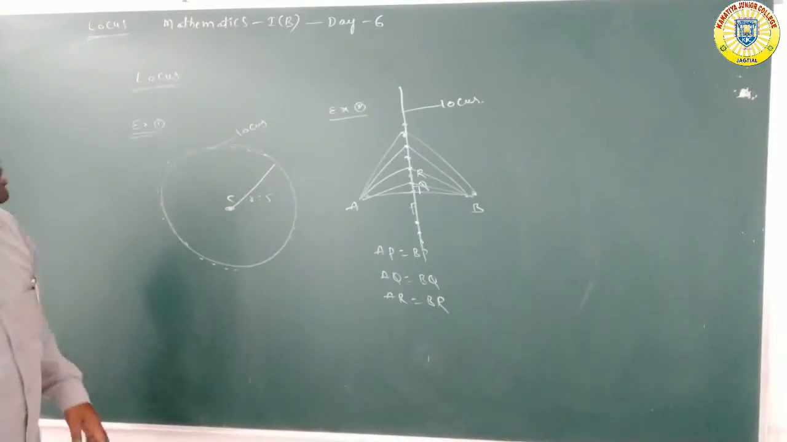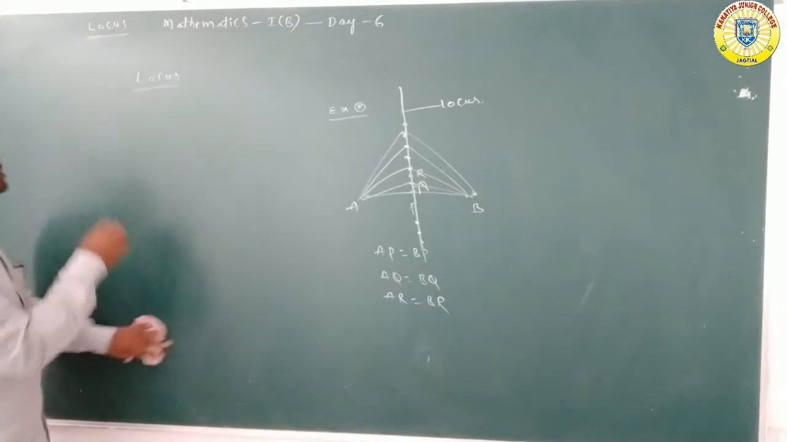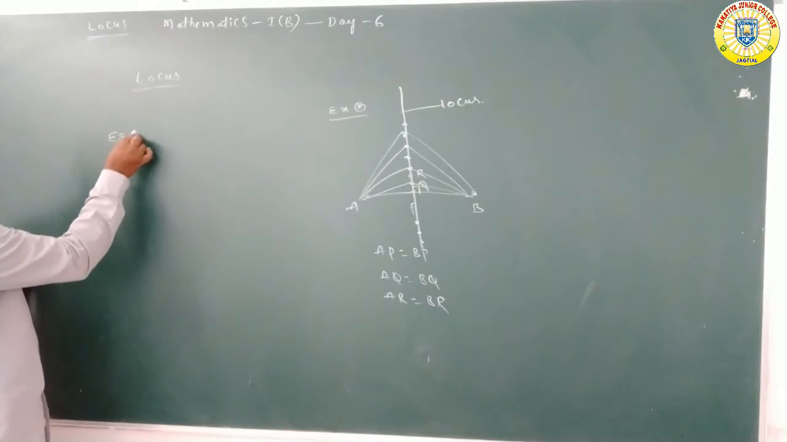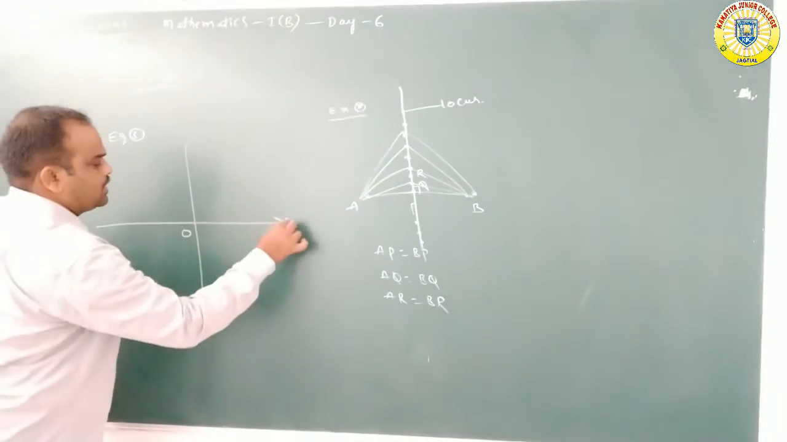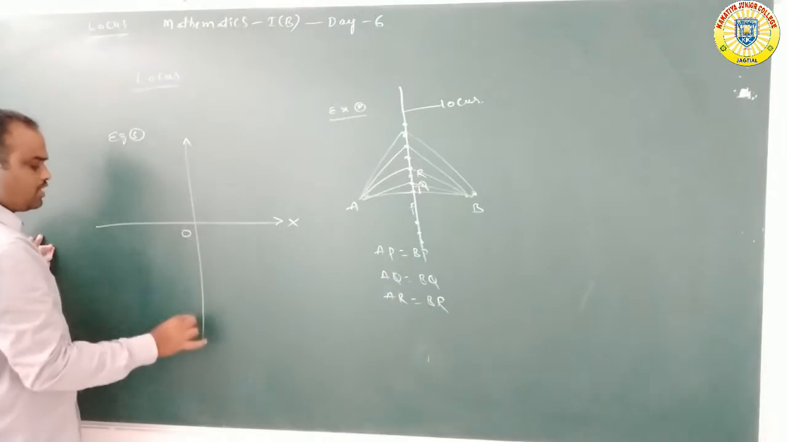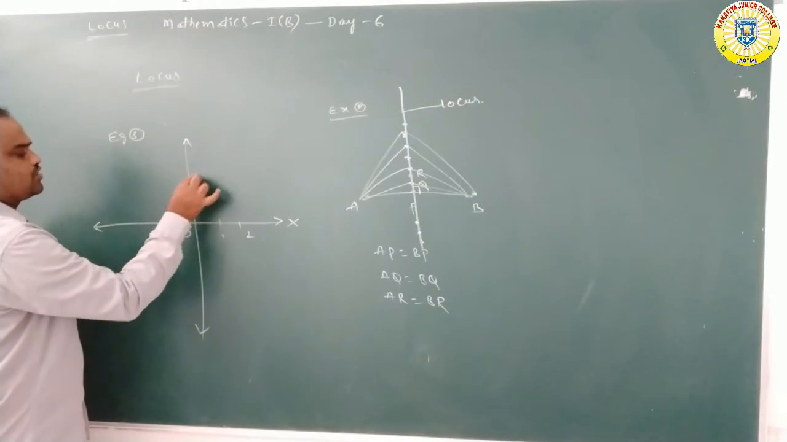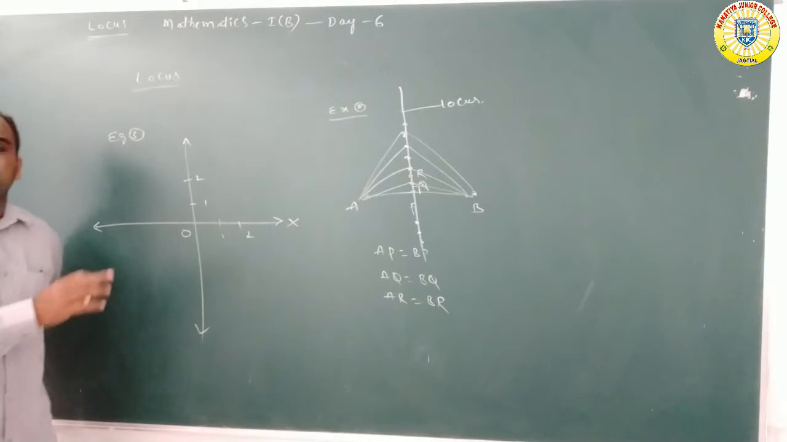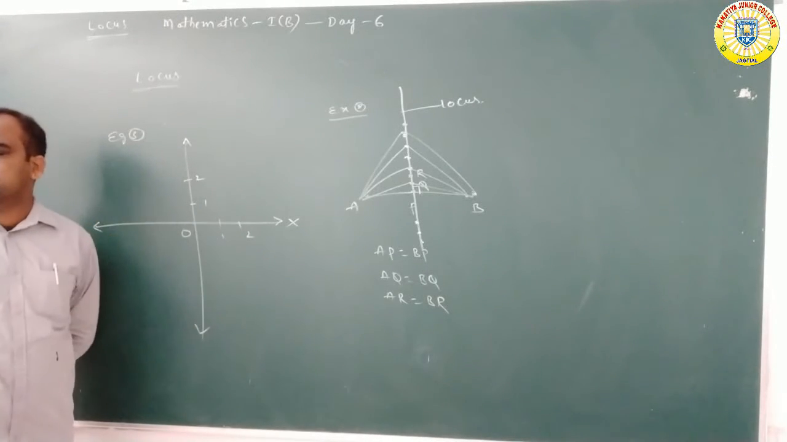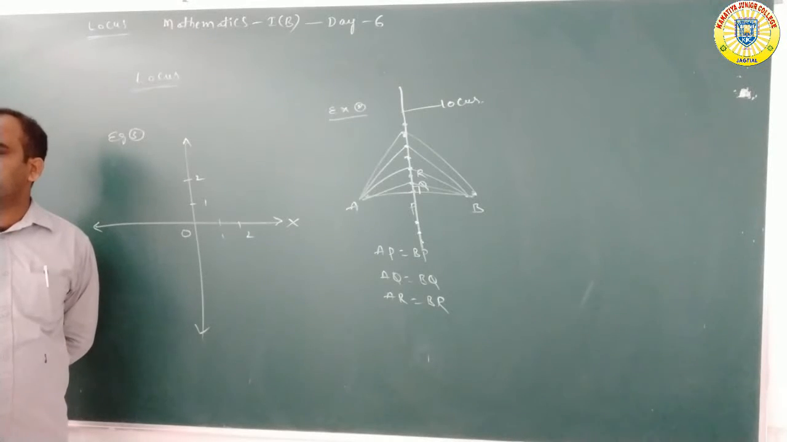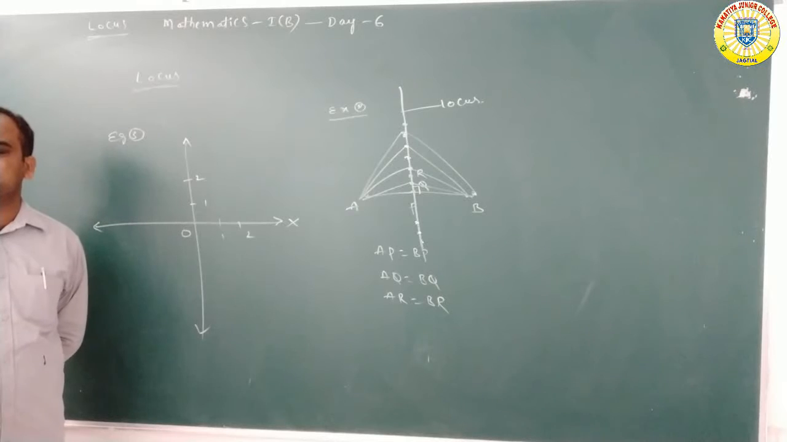Next we take example 3, which we already discussed in the last class. Again repeating: this is the coordinate system. This is the x-axis and this is the y-axis. This is 1, 2, and plus 1, plus 2. Find the locus of the points which are 2 units distance above the x-axis.